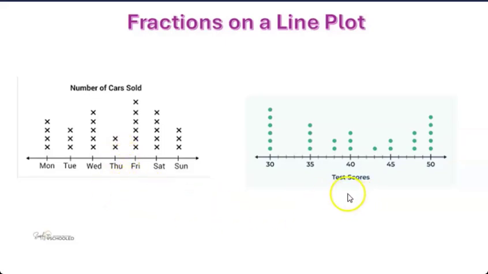Here's another example of test scores, and the circles stand for students. So in other words, 2 students scored 45, and it looks like 5 students scored 50. So that's how you read a line plot. But let's look at a couple that involve fractions.